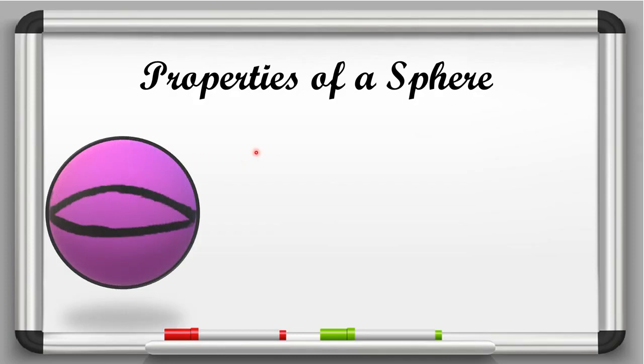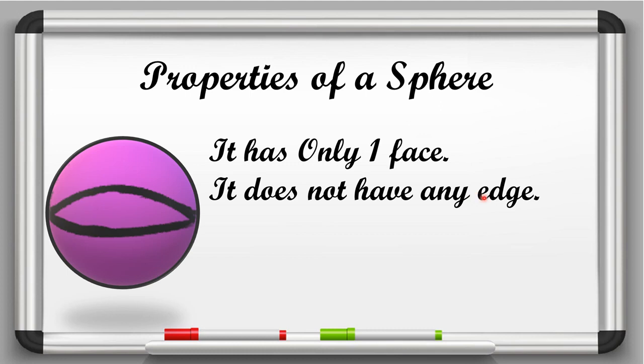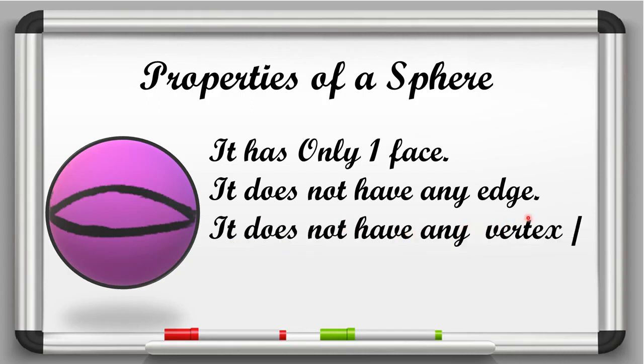So first property is it has only one face. Second property is it doesn't have any edge. First of all we will write about face, then we will write about edge, and after that we will write about vertex. So it does not have any vertex or corners. Okay, beta.